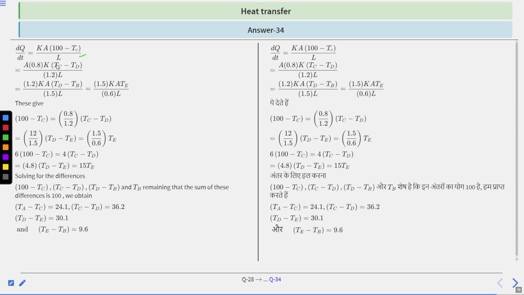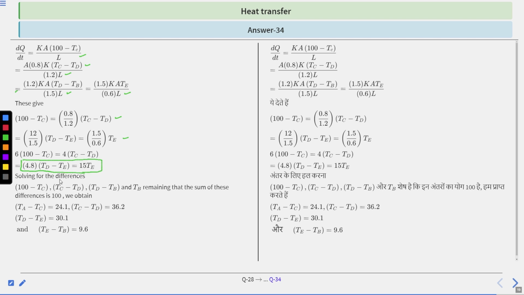So putting all given terms and solving numerically, you will get 0.8 multiplied by KA (100 minus Tc) divided by L, equal to KA (Tc minus Td) divided by 1.2L, and 1.2KA (Td minus Te) divided by 1.5L, which is equal to 1.5KA Te divided by 0.6L. Solving this, you will get 100 minus Tc is equal to 0.8 divided by 1.2 multiplied by Tc minus Td, then 1.2 divided by 1.5 multiplied by Td minus Te, which is equal to 1.5 divided by 0.6 Te. After cross multiplying, you will get this equation: 4.8 (Td minus Te) is equal to 15 Te.